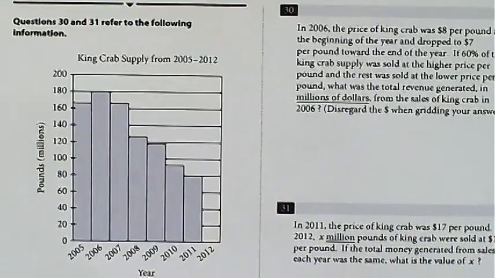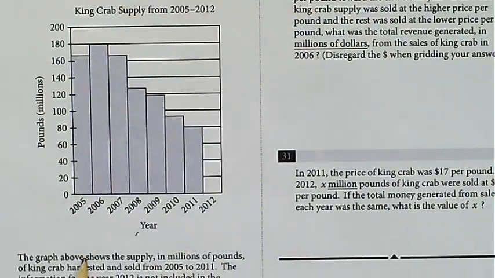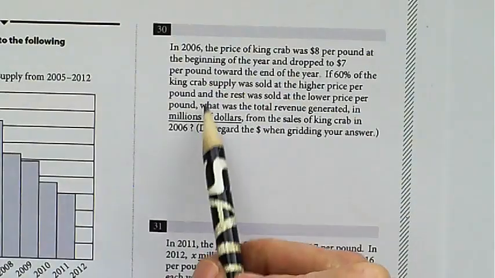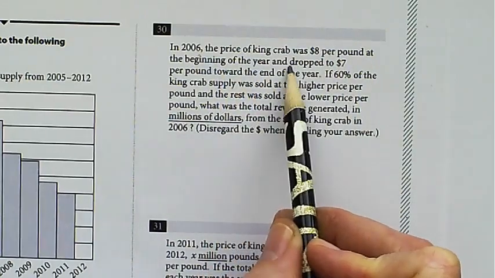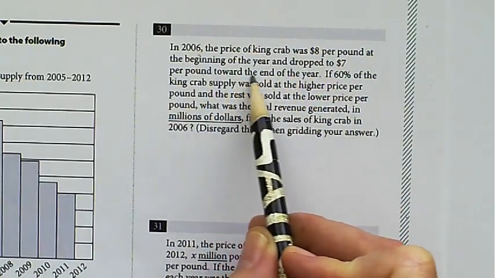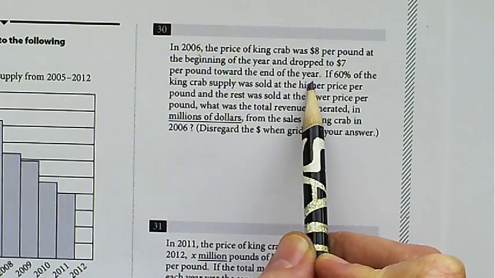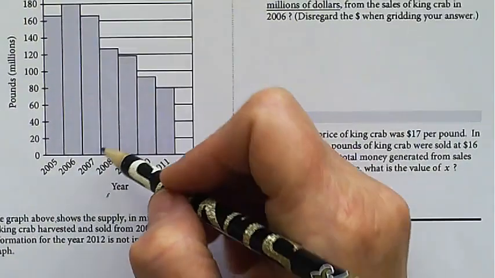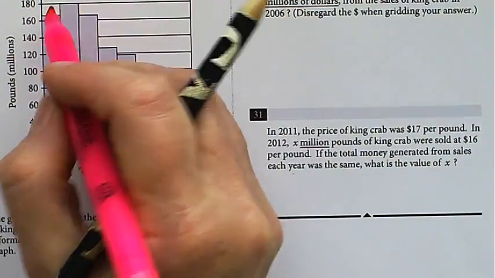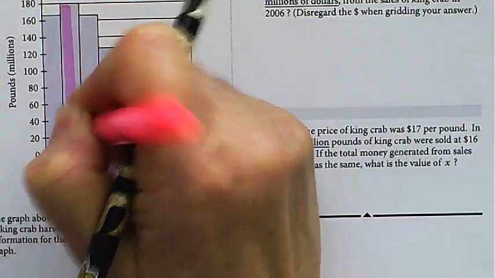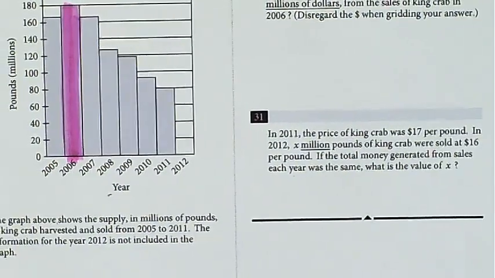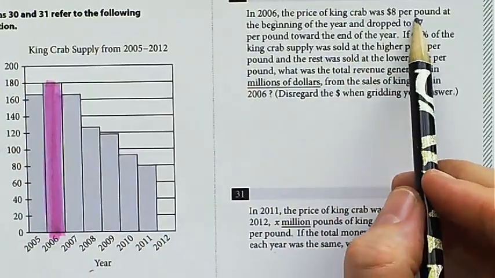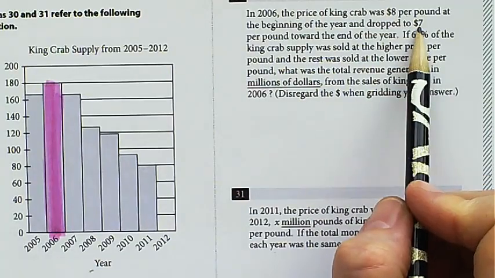Okay, 30 and 31 are looking at this table. In 2006, and I'm going to go quickly, I know it's been a long video, the price of king crab was $8 a pound at the beginning of the year, dropped to $7 a pound towards the end of the year. So 2006 is this bar right here. At the beginning of the year it was $8 a pound. At the end of the year it was $7 a pound.